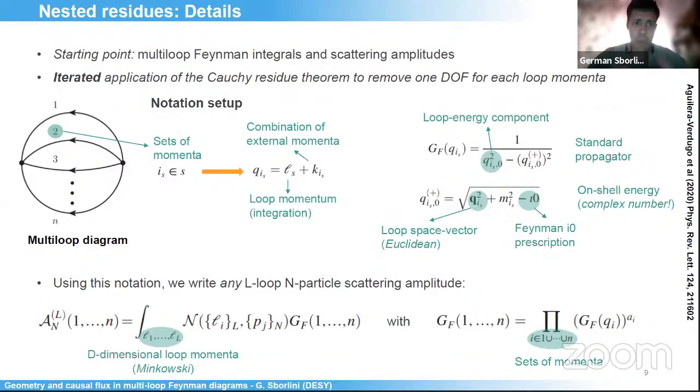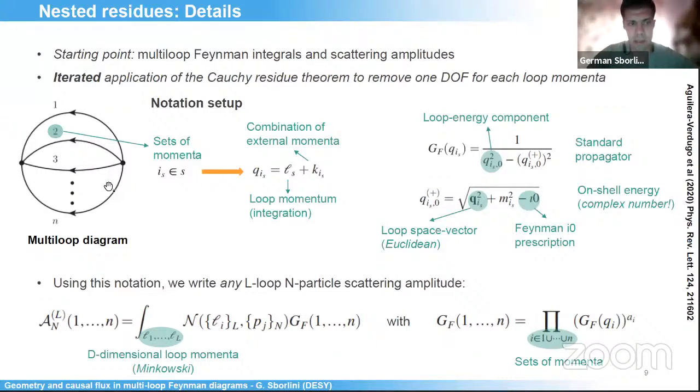And we iterate the application of the Cauchy residue theorem to remove one degree of freedom for each loop momentum. In our studies, we have been removing the energy component, but the formalism can be modified to cancel other degrees of freedom. And something that is very important is how to set up the notation.